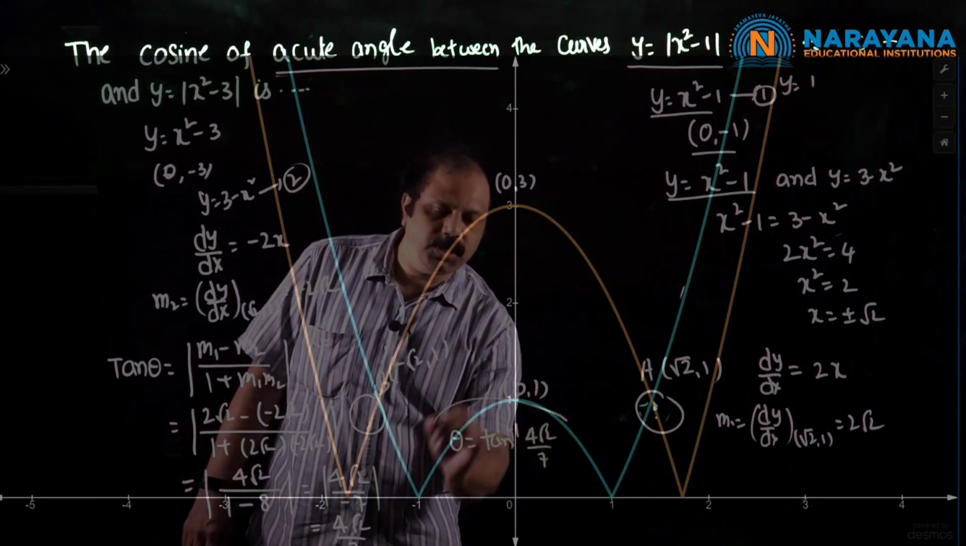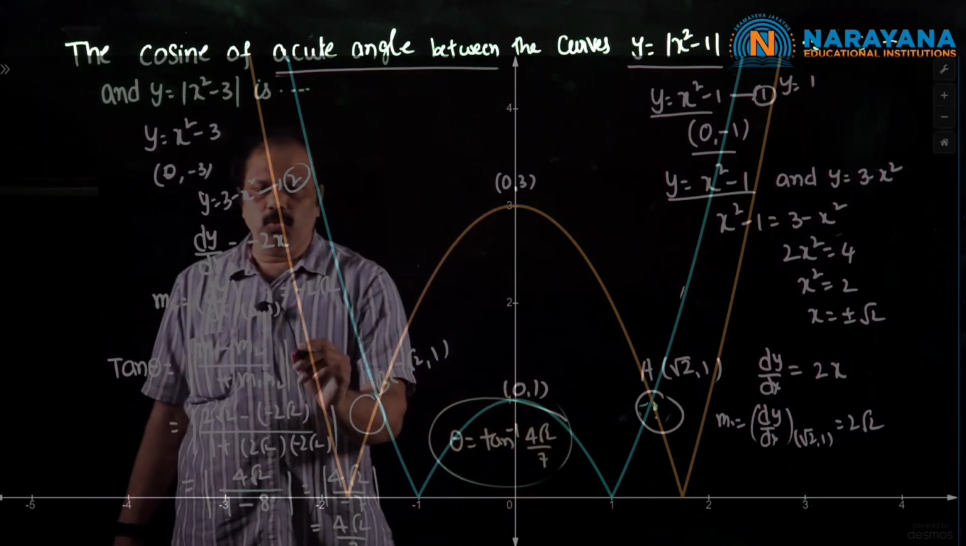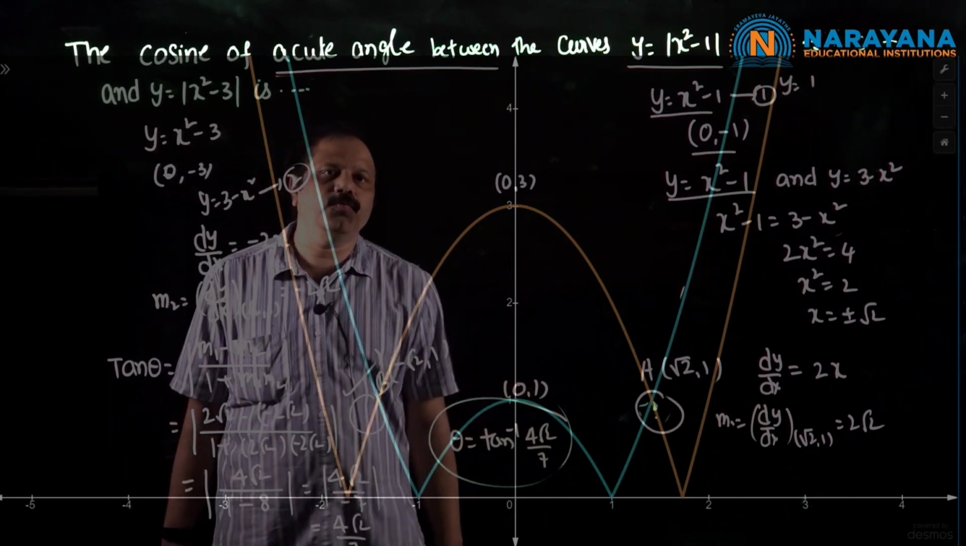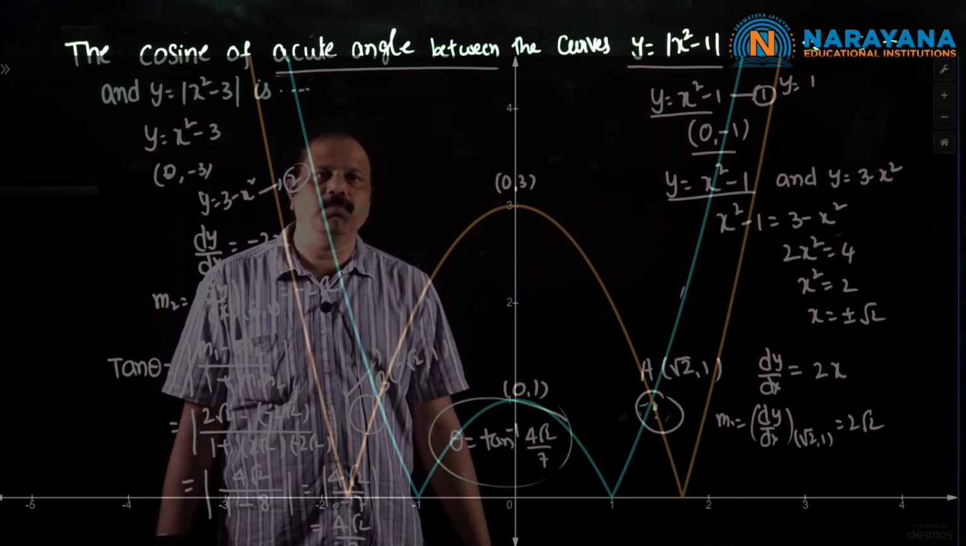This angle will be the same at B also. The same angle we can obtain even at B. This is the way to find the angle between the curves whenever a modulus sign is given.